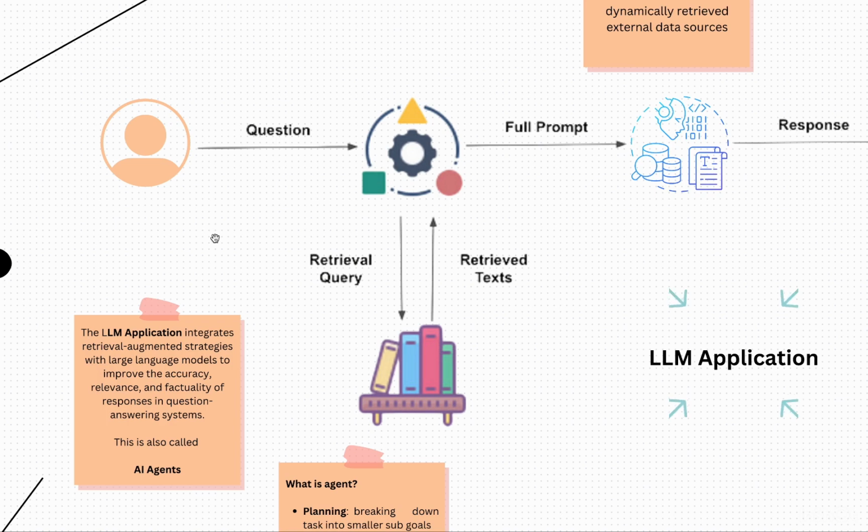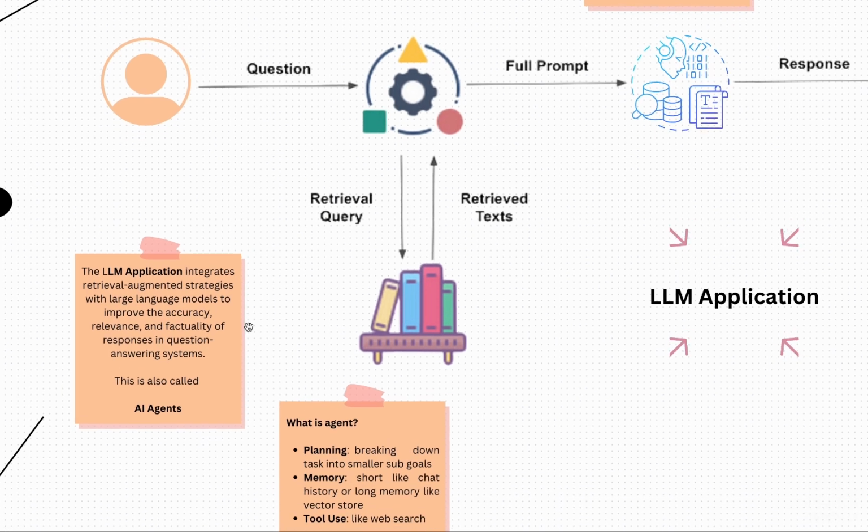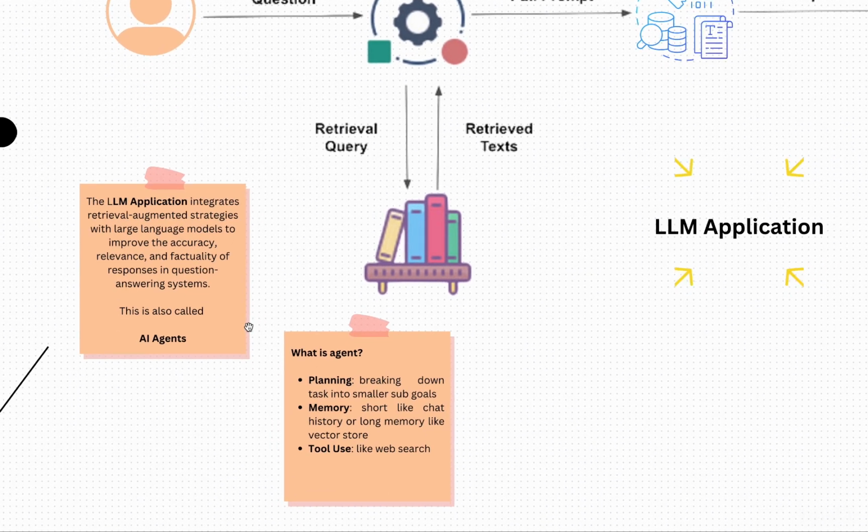Okay, so we call it also AI agents. When we say AI agents, it's responsible for three things: planning, which is breaking down the task into sub-goals; memory, which includes short-term memory like chat history and long-term memory like a vector store; and tool use. It might use web search, it might use some functions to do mathematical equations or other tools. So these are the three main ideas of agents.